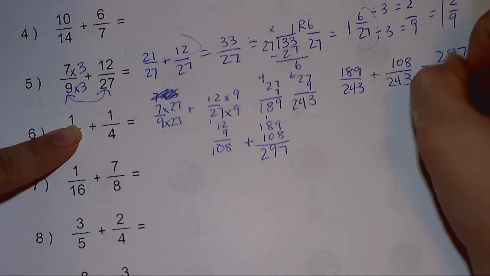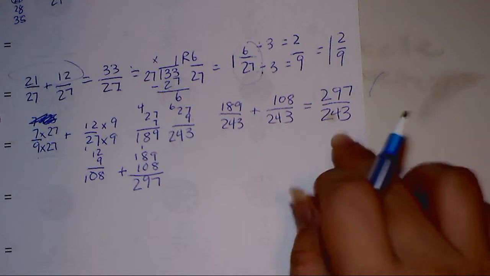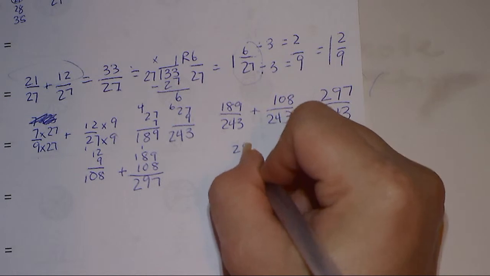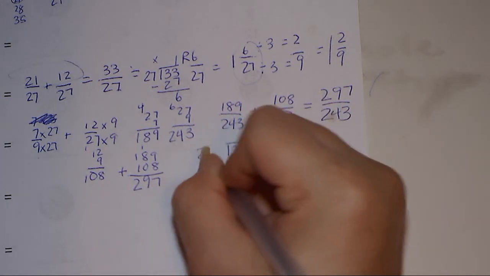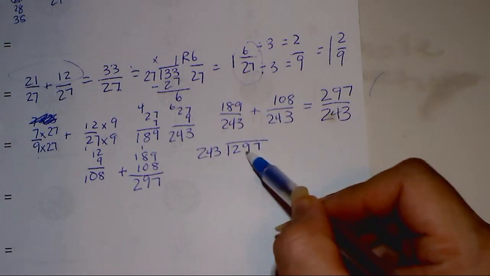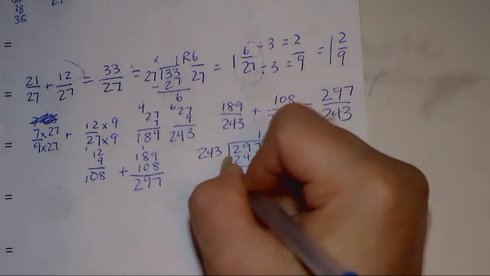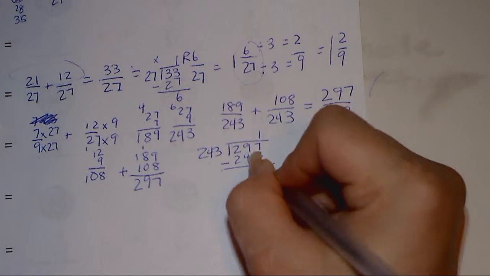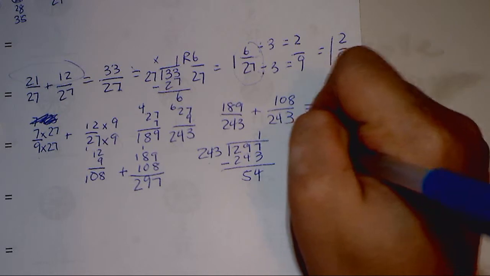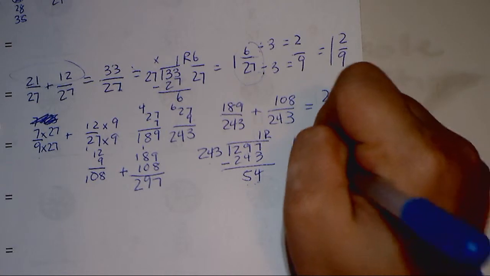So 297 divided by 243. So, like I said, I already know it's going to fit in there one time. So let's do that. 297 divided by 243. Okay? So 2, 1, 2, 4, 3. 7 minus 3 is 4. 9 minus 4 is 5. Okay? So now I have 1 and 54. So the remainder was 54 over 243.